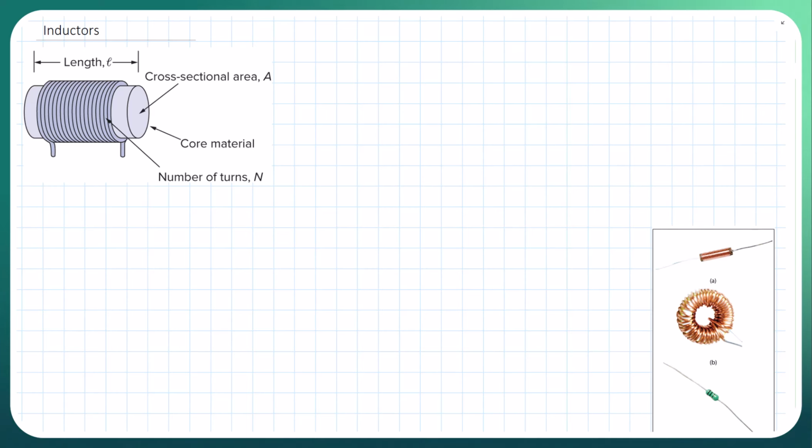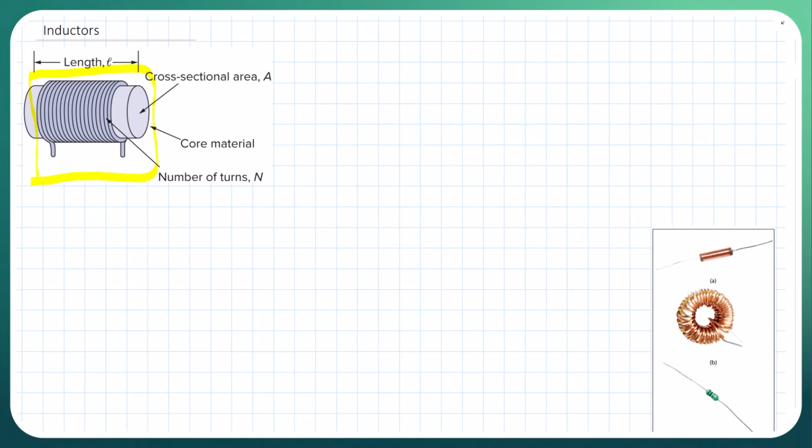Okay, let's introduce the passive element called the inductor. And we see here, this is a typical inductor that you'll see in circuit elements. What it is, is a passive element that stores energy in a magnetic field. It has applications in power supplies, transformers, radios, TVs, radars, and electric motors.